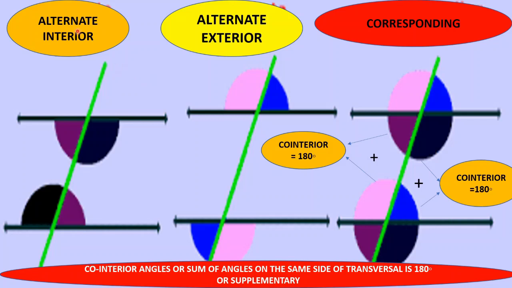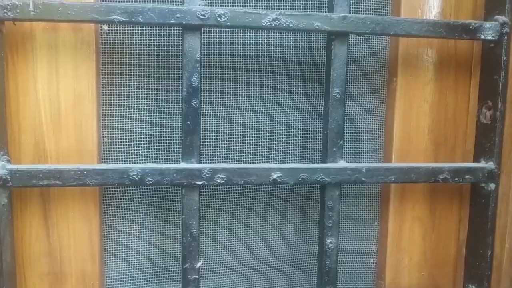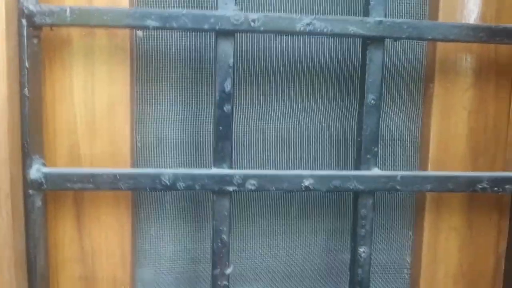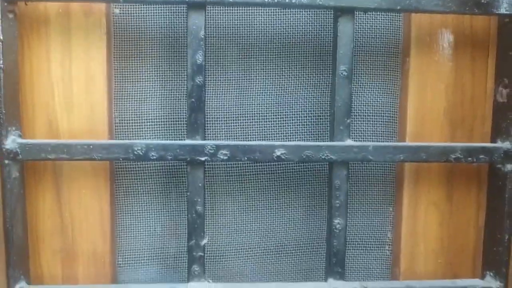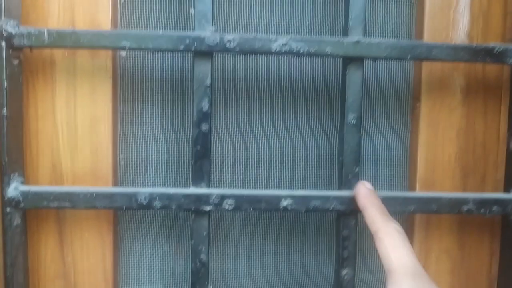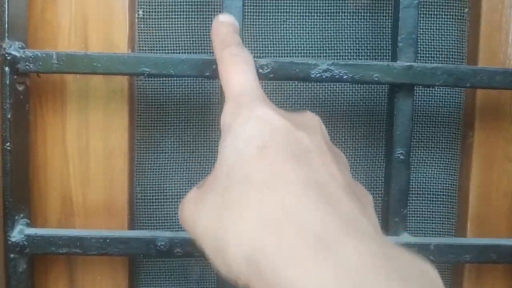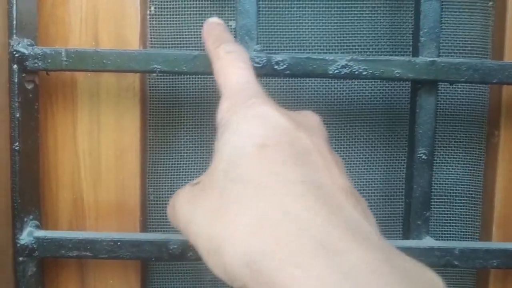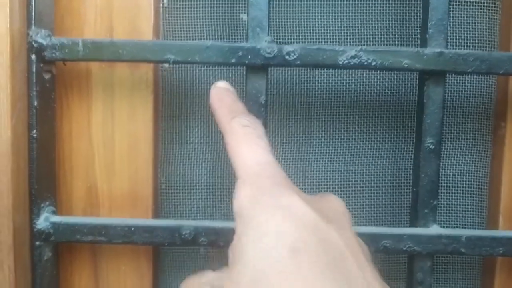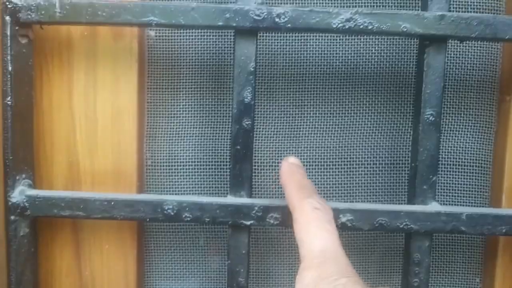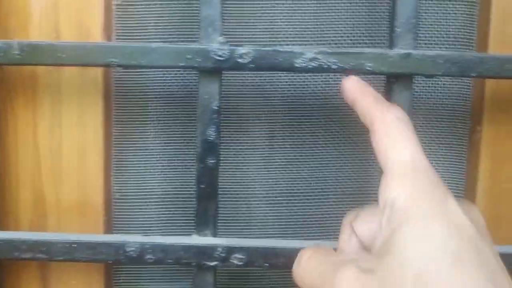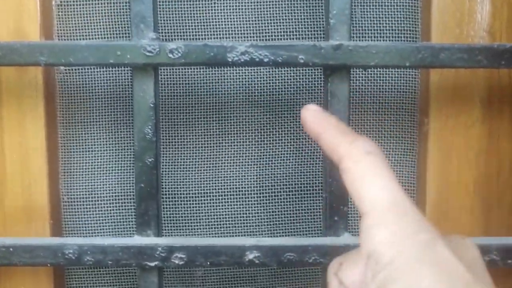Properties of parallel lines. So this is the window plane of your house. You are able to see the rods of the window are showing parallel lines, and these vertical lines are nothing but the transversal. So at the intersecting point of the parallel line with the transversal, how many angles are formed? 1, 2, 3, 4. Similarly over here, 1, 2, 3, 4. Here also 1, 2, 3, 4. Here also 1, 2, 3, 4.